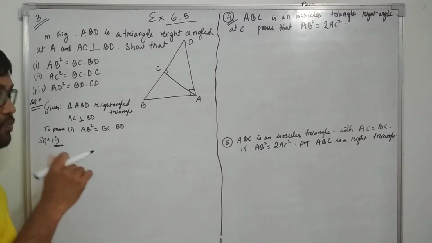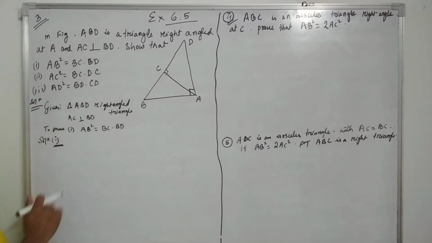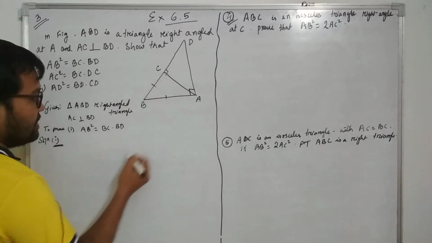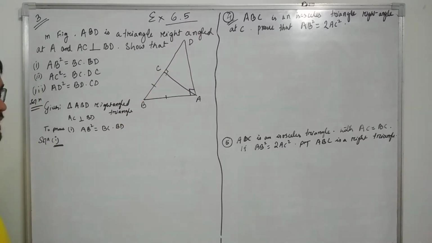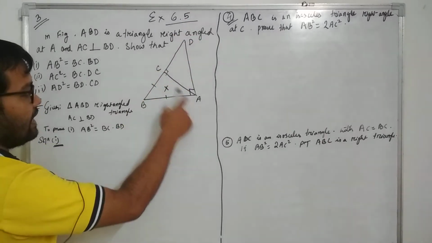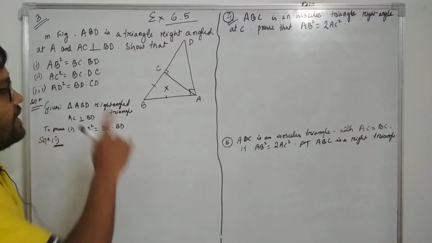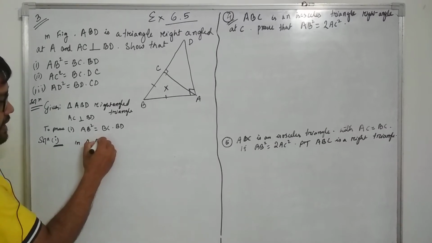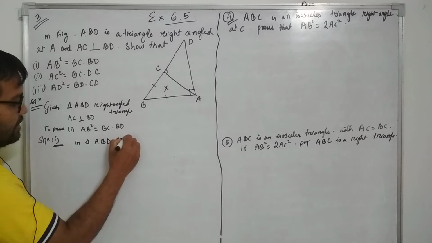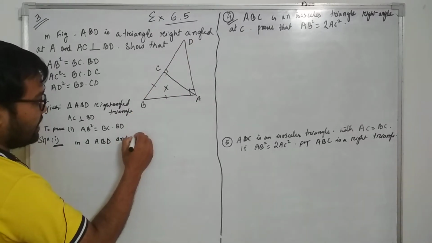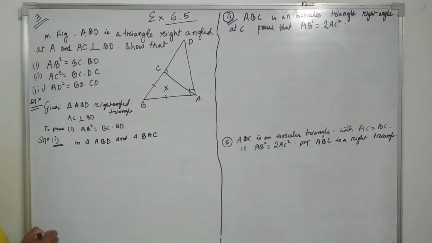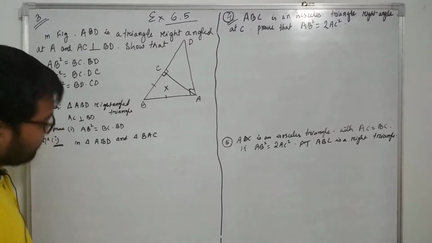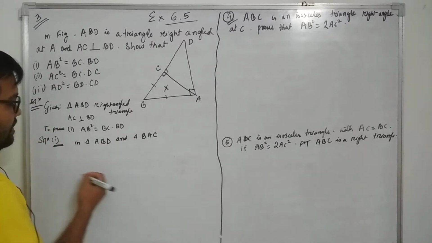So first of all, we should decide what are the triangles involved in this particular part. AB means this particular line segment, BC is this and BD is the longer one. That means this particular triangle BAC and the bigger triangle ABD are involved in this solution. We will see how the triangles combine.